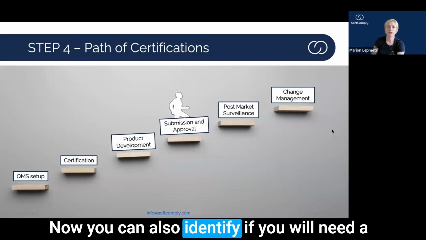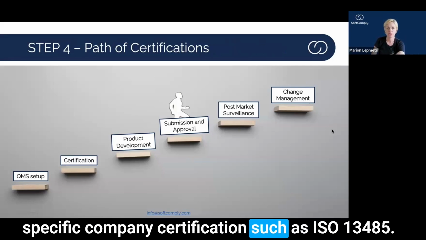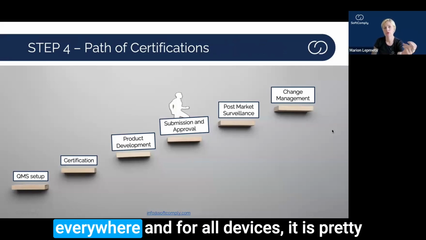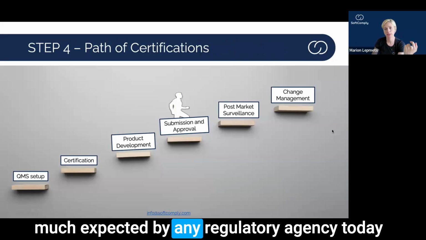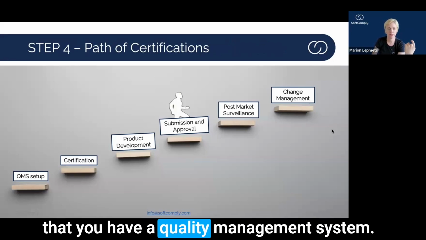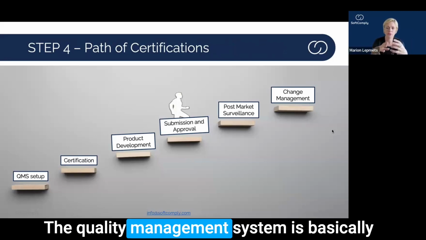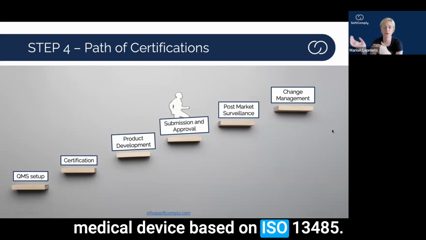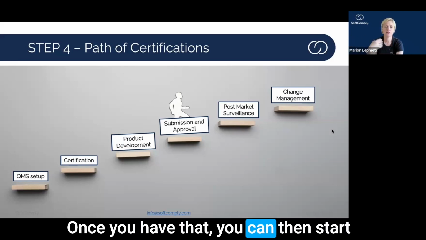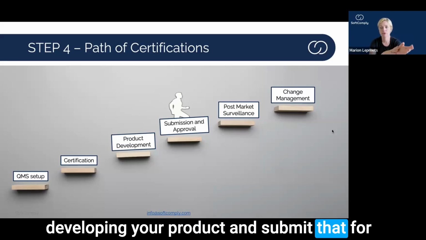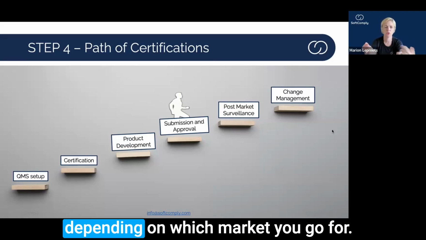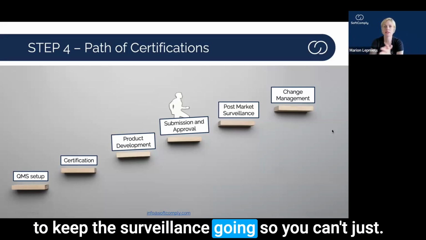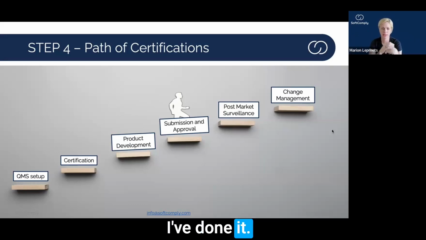Now you can also identify if you will need a specific company certification, such as ISO 13485, although this is not strictly always required everywhere. And for all devices, it is pretty much expected by any regulatory agency today that you have a quality management system. The quality management system is basically to tell that the company can develop a medical device based on 13485. Once you have that, you can then start developing your product and submit that for approval for CE mark or FDA submission, depending on which market you go for. And once the device is on the market, you have to keep the surveillance going. So you can't just say, okay, that's it, I've done it, I'm all good.